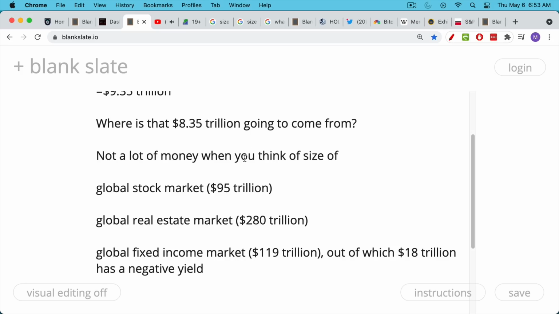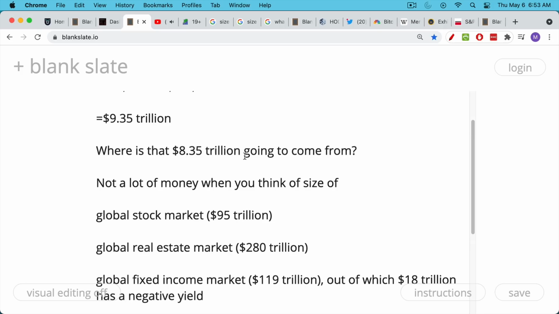But it's actually simpler than this. We don't even need all of this money to flow into Bitcoin for it to achieve a very high market cap of 9 or 10 trillion, which is roughly the order of magnitude of the entire gold market.